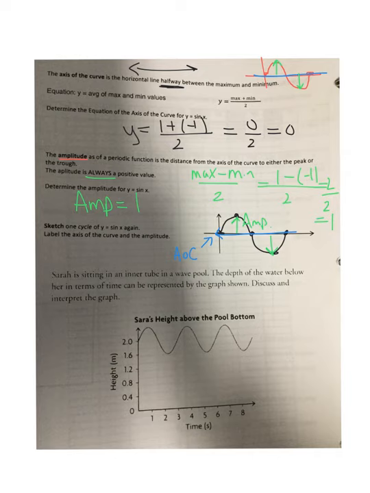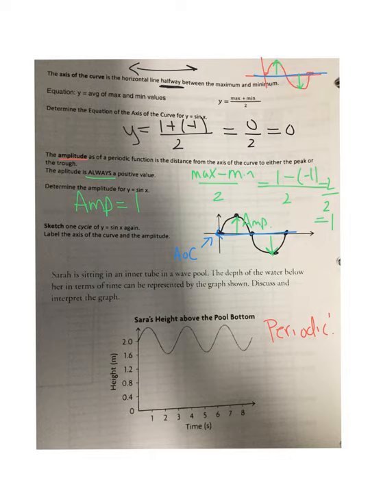Last question. Sarah is sitting in an inner tube in a wave pool. The depth of the water below her in terms of time can be represented by the graph shown. Discuss and interpret the graph. Right away, the first thing that I'm going to notice is that this is definitely periodic. I'm seeing the exact same pattern. It's hitting the exact same peaks and the exact same troughs.